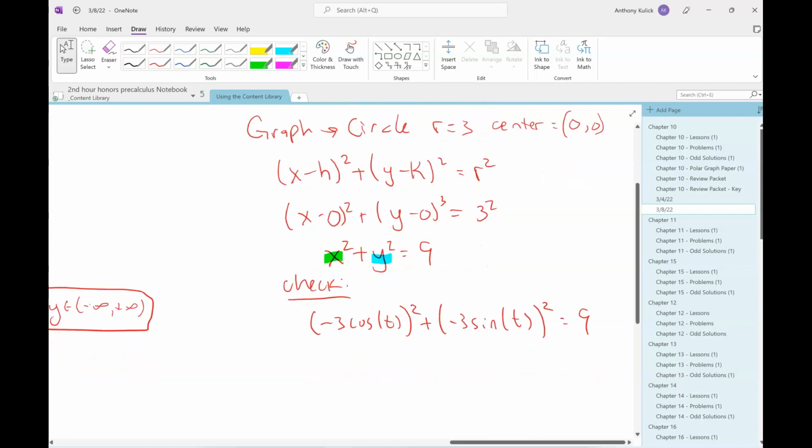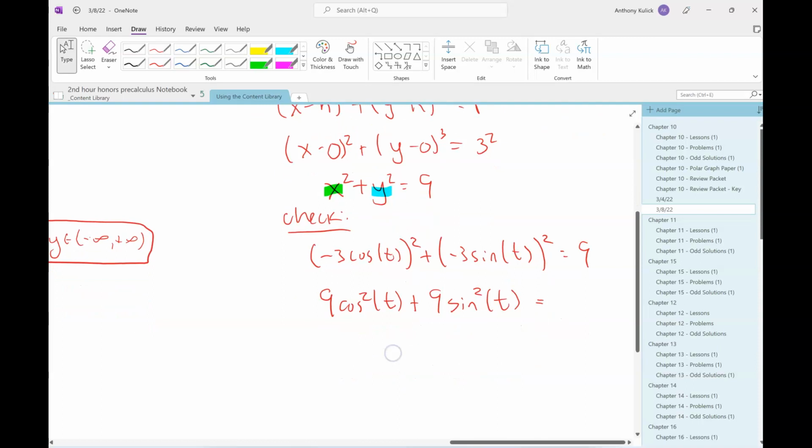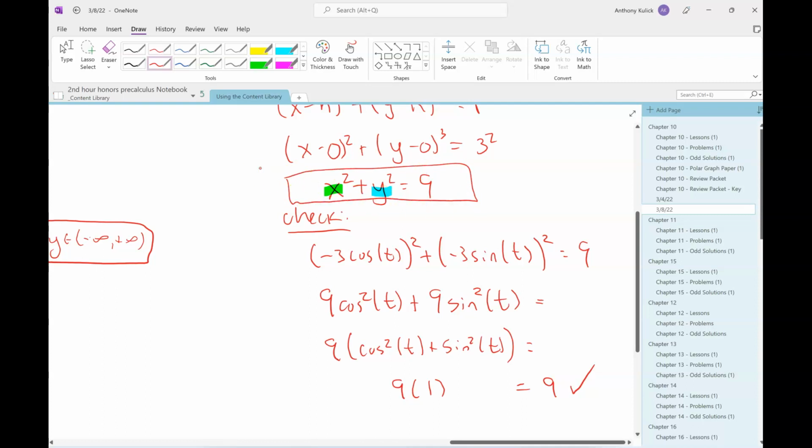So negative 3 cosine t squared: negative 3 cosine t times negative 3 cosine t is 9 cosine squared t. Similarly with negative 3 sine t squared. Feel good? I notice here that we have a greatest common factor of 9, so I can factor that off. And hopefully at this point you recognize cosine squared plus sine squared is 1. And 1 times 9 is certainly 9. So that is my Cartesian equation.